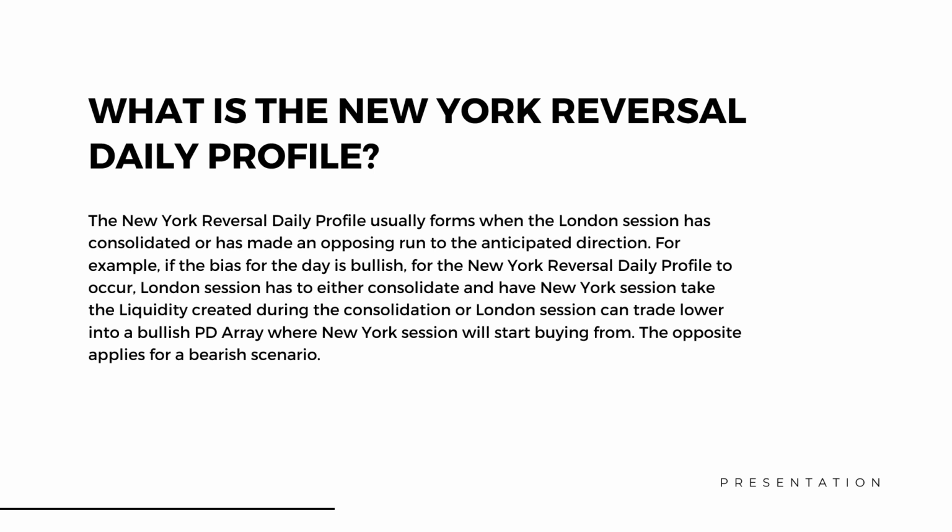The New York Reversal Daily Profile usually forms when the London session has consolidated or has made an opposing run to the anticipated direction. For example, if the bias for the day is bullish, for the New York Reversal Daily Profile to occur, London session has to either consolidate and have New York session take the liquidity created during the consolidation, or London session can trade lower into a bullish PD array where New York session will start buying from. The opposite applies for a bearish scenario.